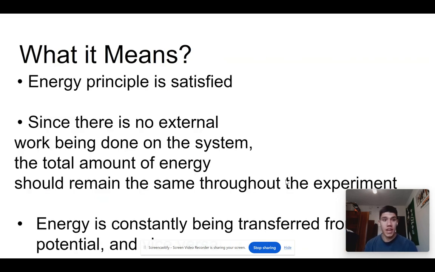So what does this mean? Well, first of all, we can say that the energy principle is satisfied by this experiment because no external energy or work is being done on the system to bring more energy into the system. The total amount of energy should remain the same, which it does. And we see this by the fact that the energy time graph waves are symmetrical about the x-axis, so they cancel each other out at every step of the way, and it shows that energy is constantly being transferred to and from potential and kinetic energy.